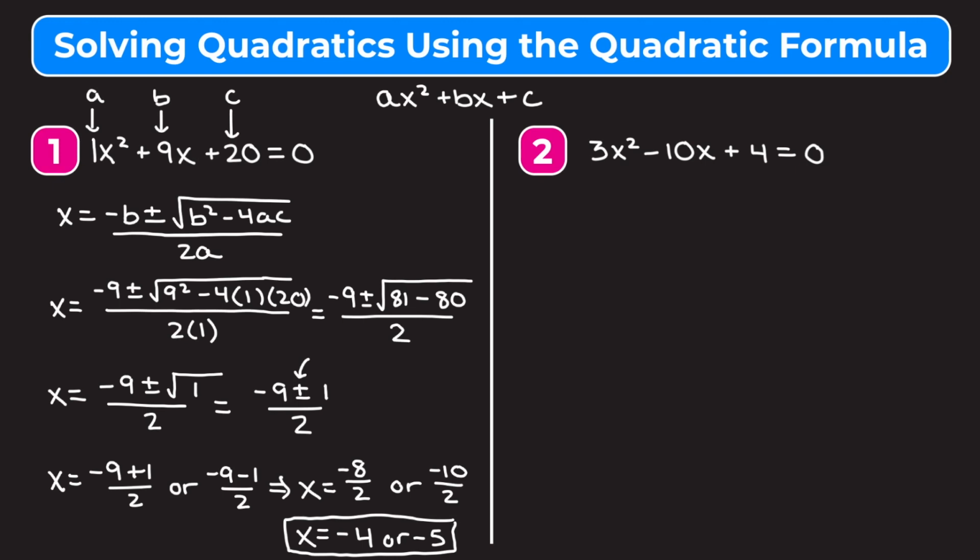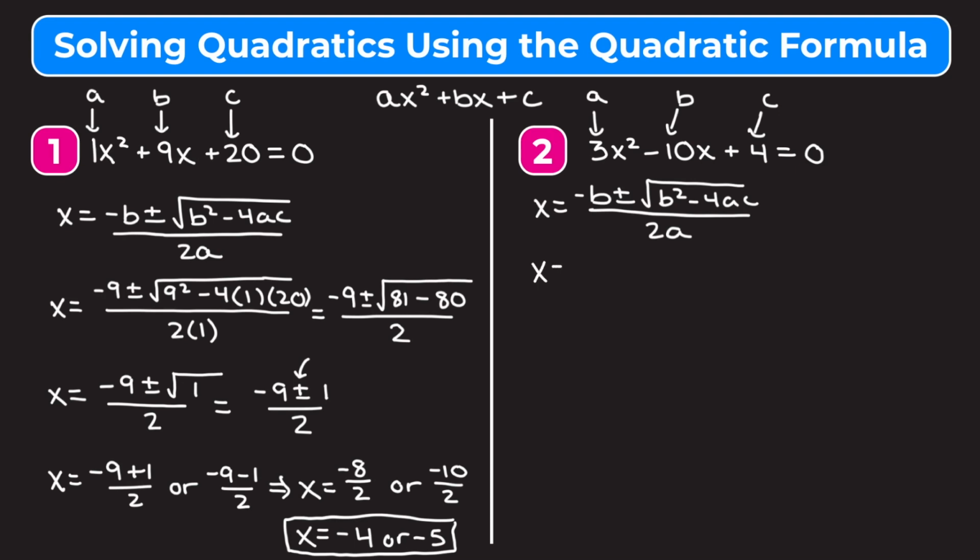Let's take a look at example 2, which is 3x squared minus 10x plus 4 equals 0. So I'm going to start by writing the quadratic formula. X is equal to negative b plus or minus the square root of b squared minus 4ac all over 2a. And now I'm going to write down what our a, b, and c values are. So our a is 3, our b is negative 10. We want to take the sign that goes with the term, and our c is positive 4. And now we want to plug these values into our equation.